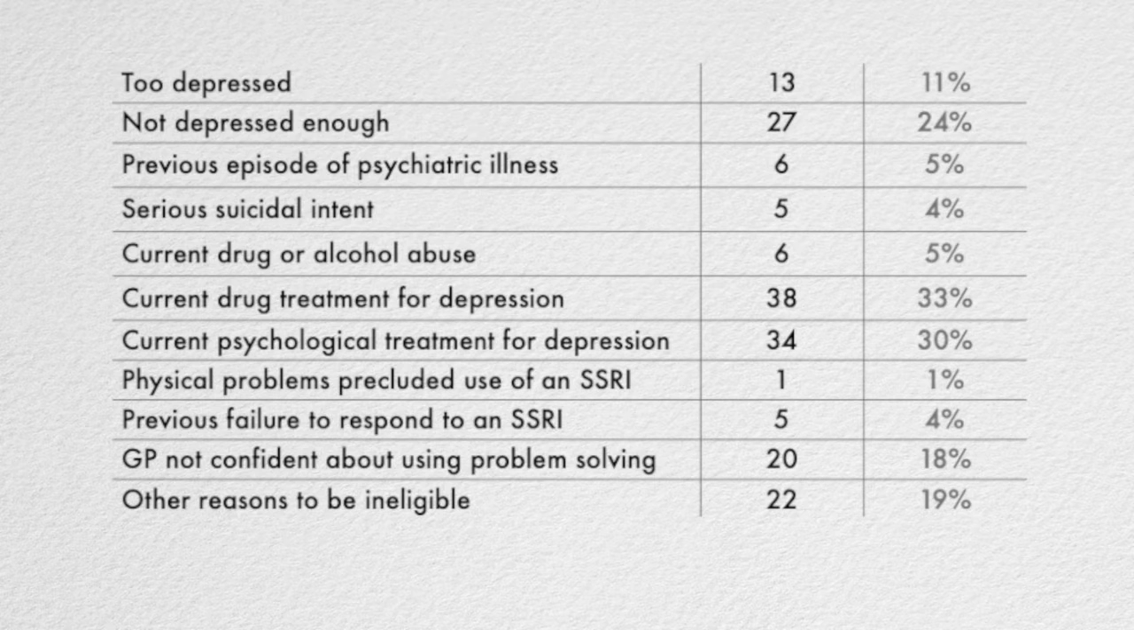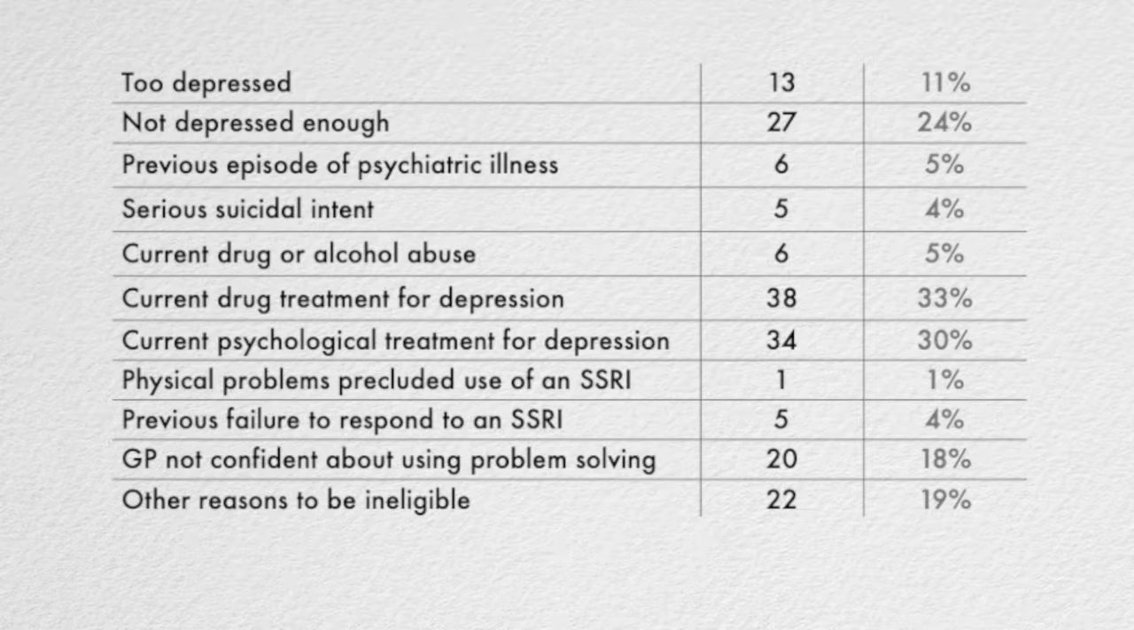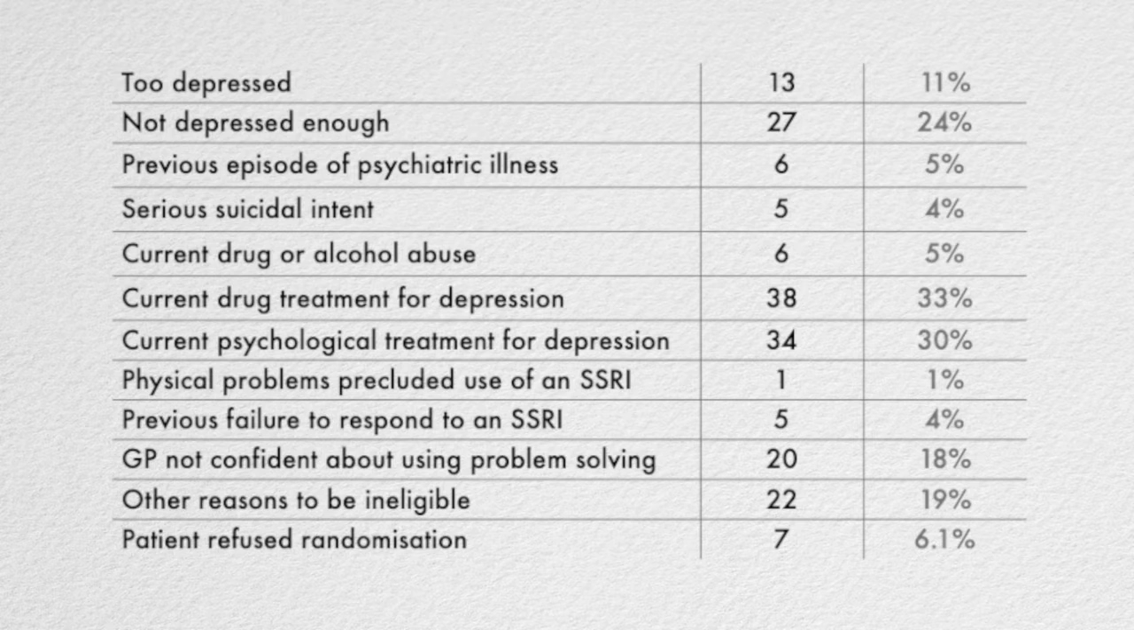Now, as I said, you can't add these numbers up to work out the 114 because some people had multiple reasons. They did, however, have 7 left. From the 114, they had 7 left. But when they offered the trial to those 7 people, all of them declined.